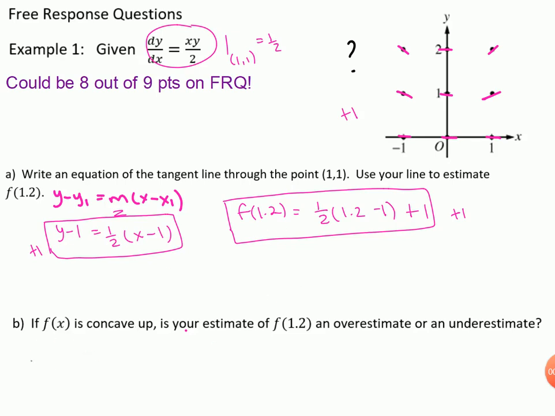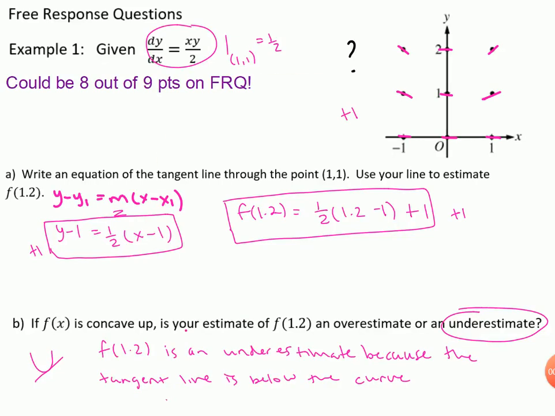So if this function is concave up, then we know it looks like this, and we know that our tangent line then has to be below the curve. So is this estimate that we just made an overestimate or an underestimate? Let's explain this, because if you don't explain it, you don't get the credit. Hopefully everybody's thinking the same thing as me: we're thinking that this is an underestimate, but let's explain why. We would say that f of 1.2 is an underestimate, and we can write because f of x is concave up, so the tangent line is below the curve. Okay, so I'm going to write all that now.